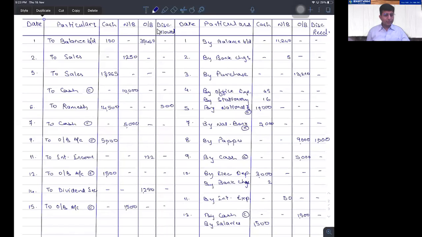Yes, Kushi, you're allowed to use the calculator in the CA exam. Even for the law paper, you can carry the calculator. काम नहीं आएगा वो बात अलग है, but you can carry it.